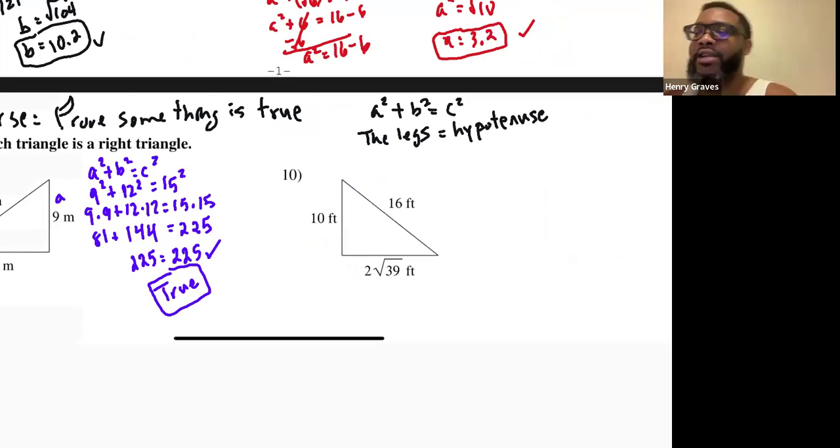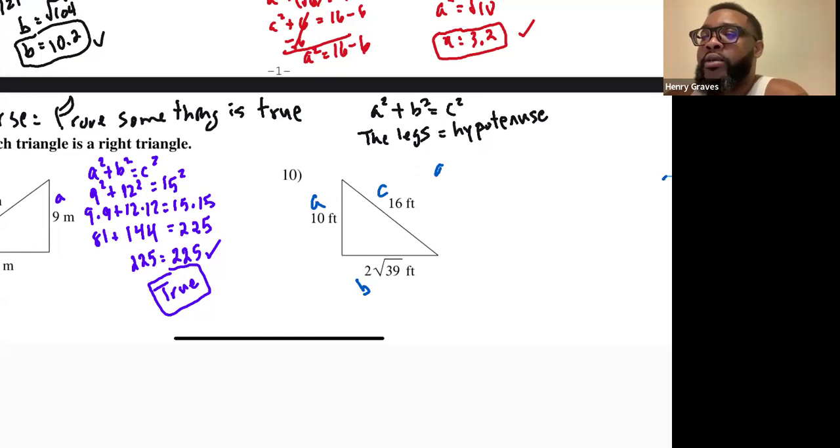So I know 2 times the square root of 36, the square root of 36 is 6, and 6 times 2 is 12. So that makes this my A, this my B, and this my C. Don't worry, it looks hard, but it really isn't.